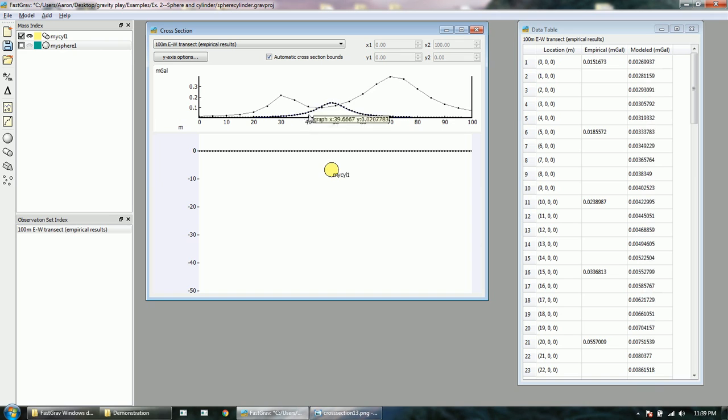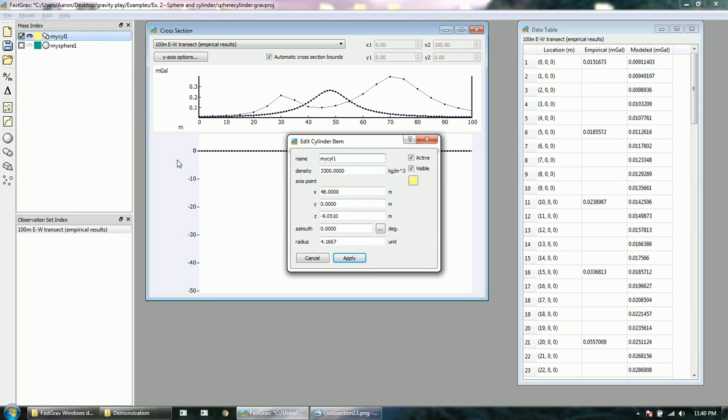So this modeled gravity anomaly curve is only for our cylinder. Our sphere is not contributing to this. Let's take a look at this cylinder's properties. Right here are the cylinder's center point coordinates, or the axis point coordinates. So we've got an x, y, and z location.